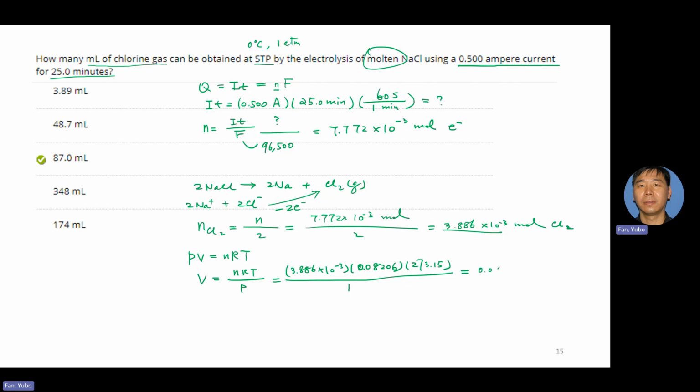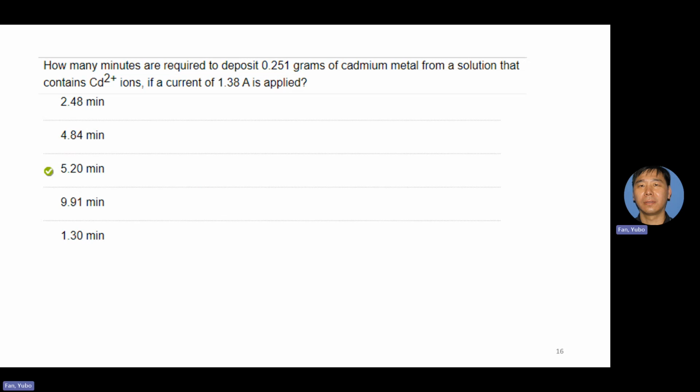Okay, 0.0871 liter. So we convert it to milliliters, move the decimal 3 positions, which will be 87.1 milliliters. Okay, this is the result. This is the closest one. Next question.